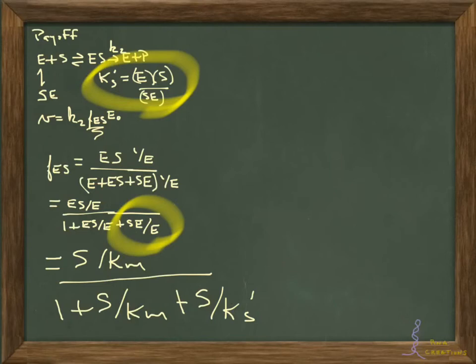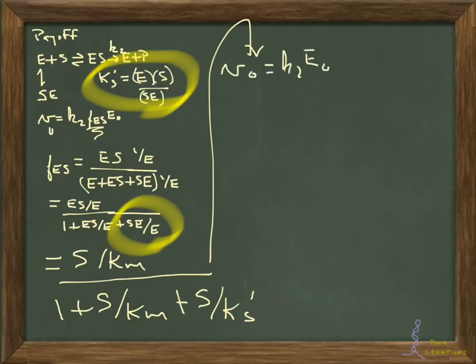All right, so I'll keep on the same sheet. Then we can just go in and write down that the initial rate will equal K2 times E naught, times the fraction of ES, and so let's go ahead and write that down.